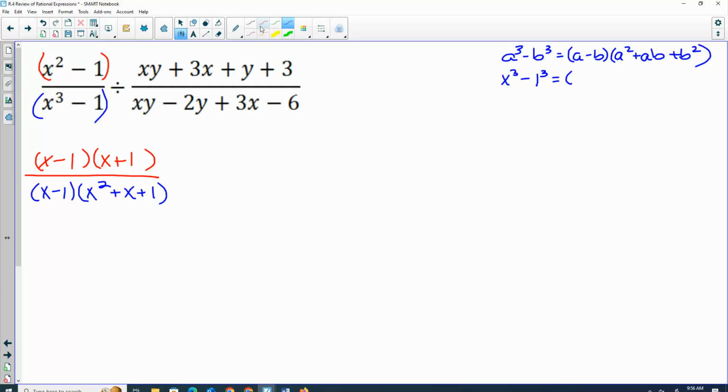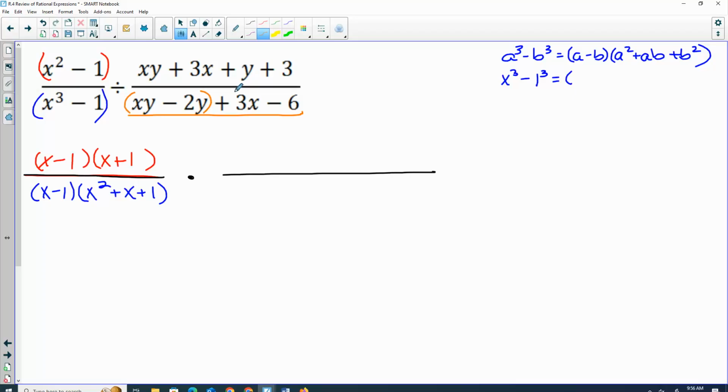If I am going to divide fractions, what do we have to do? Change it to a multiplication. So we are going to flip. What was on the bottom is actually going to come up to the top. How would I factor that?